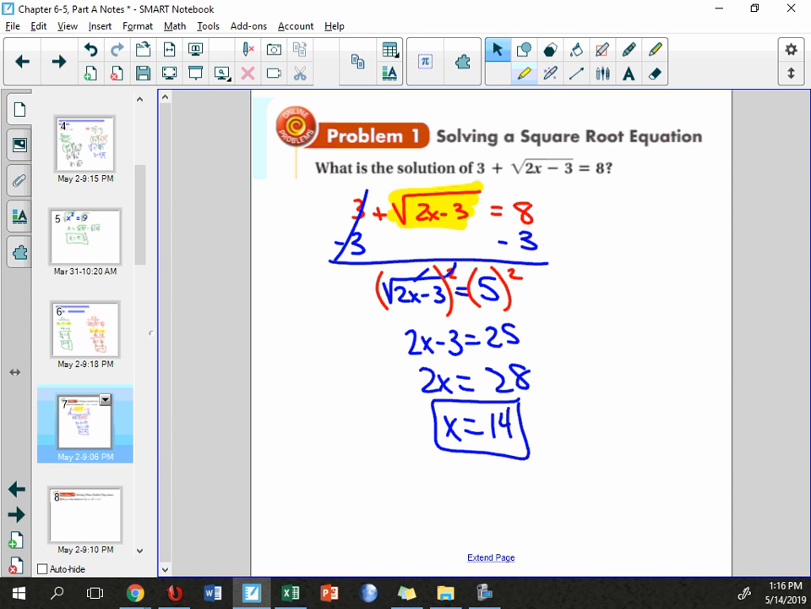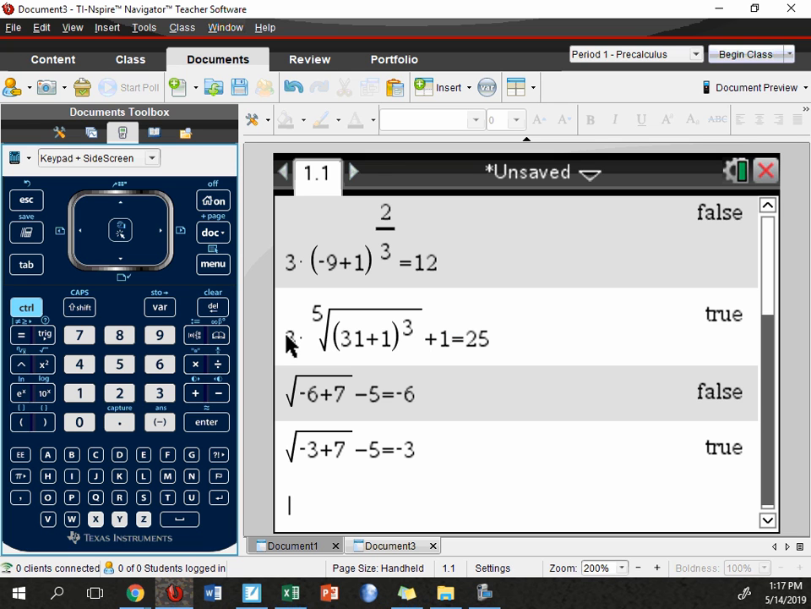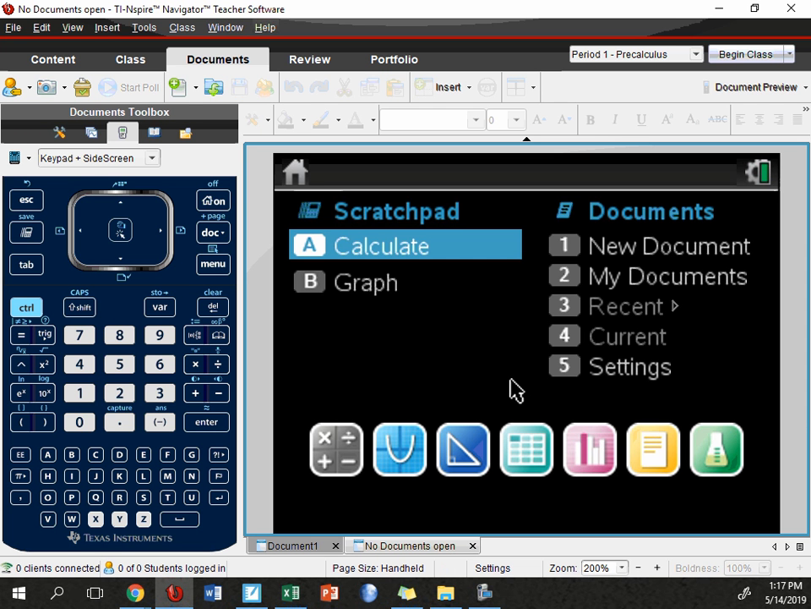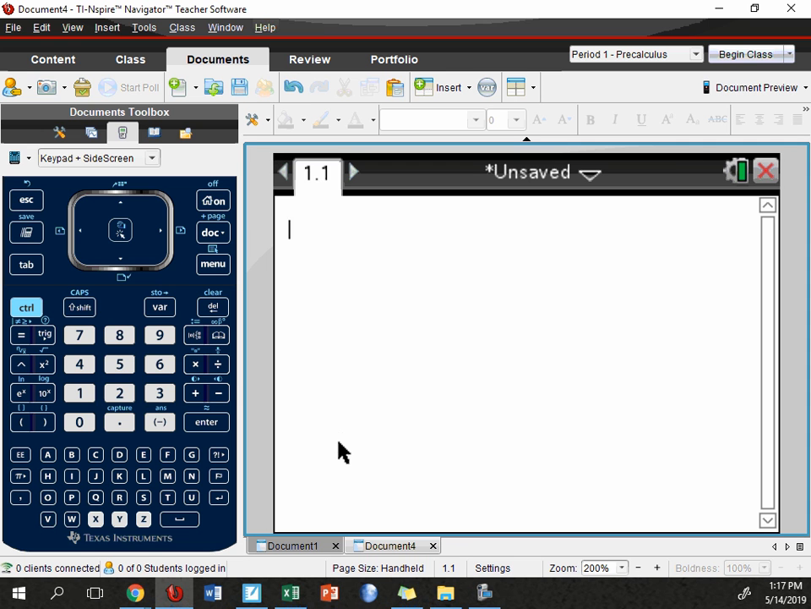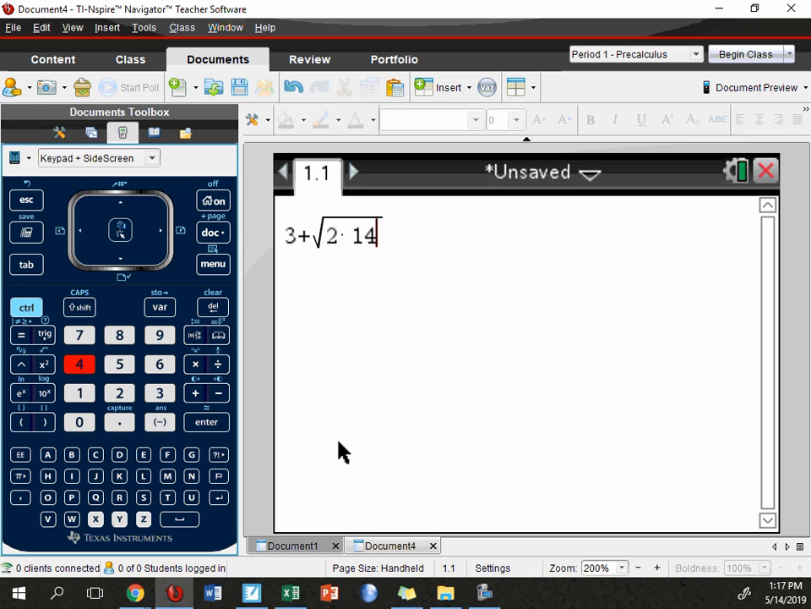Now, I'm going to show you exactly what I want you to do on tonight's homework. Tonight's homework, you are going to go ahead and type this in your calculator. So the problem that you had, I'm going to go to a calculator page, and I'm going to type in there 3 plus the square root of 2 times, what did we say x was? 14. Minus 3, get out of the radical, equals 8.